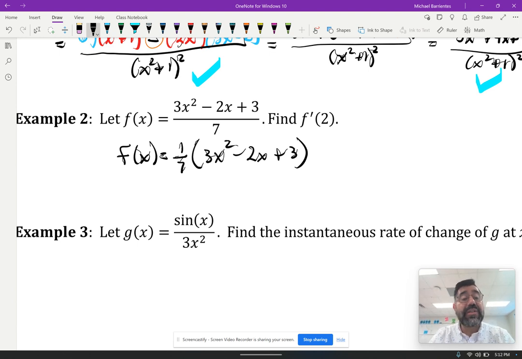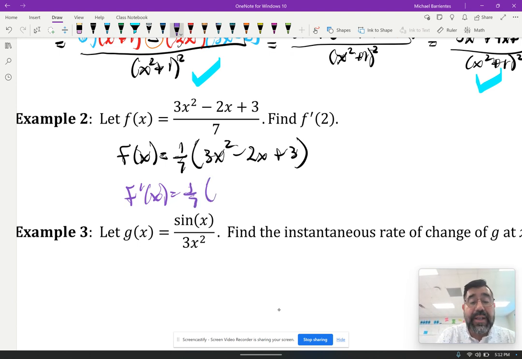So I can use the constant multiple rule, which says if you're taking the derivative of a constant times a function, hold the constant, find the derivative of the function, and then multiply it back in. Well, let's find the derivative of the function that's inside the parentheses. So 3x squared, the derivative of this would be 6x, minus the derivative of 2x would be 2, plus the derivative of 3 would be 0. So therefore, this is my derivative function.